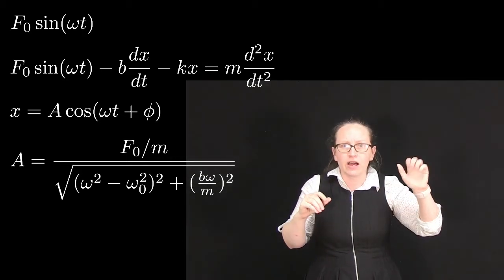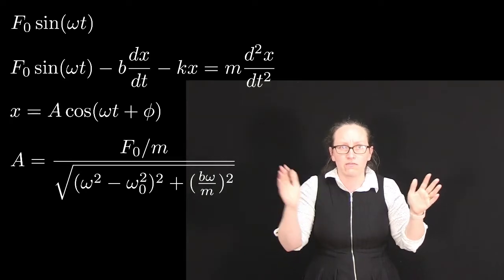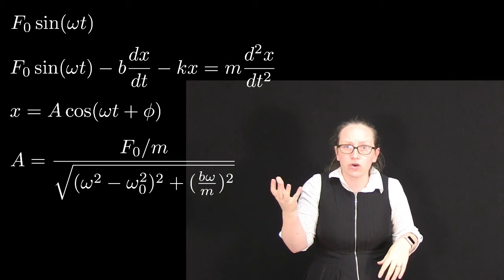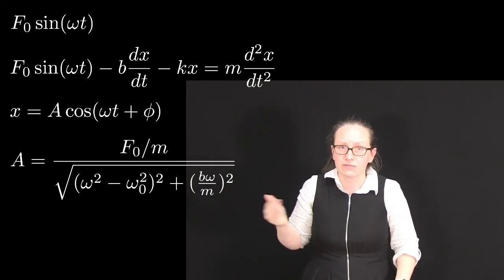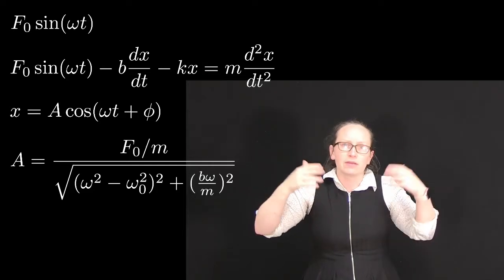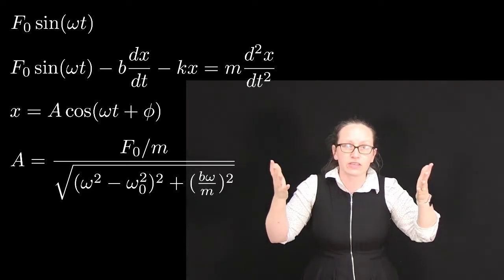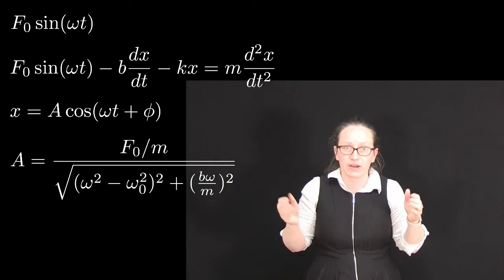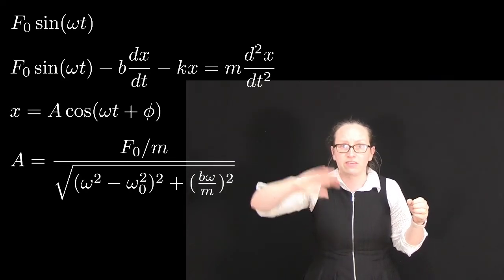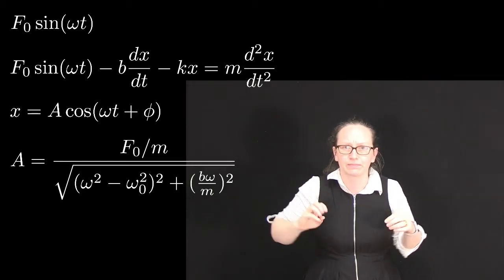We've got the omega, which is the frequency of the force that we're applying, the periodic driving force. Omega naught is the natural frequency of the system. So for the spring, which we're describing here, it's the square root of k on m. But pendulums and other objects have their own natural frequencies that they want to vibrate at. And b, remember, is just the size of the damping. So if b is really big, there's lots of damping.